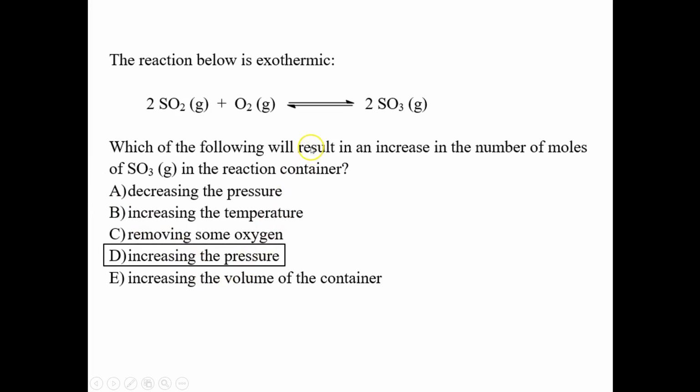If I increase the pressure, it's going to shift toward the side that has fewer gas moles. That's the right-hand side. I'm going to increase the number of moles of SO3.